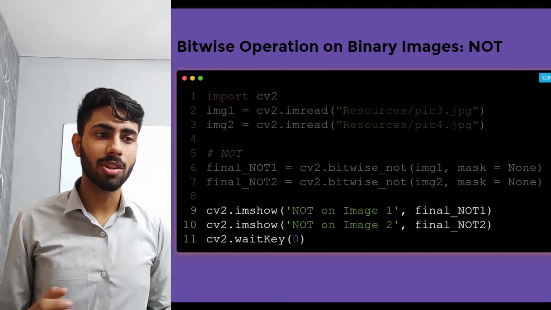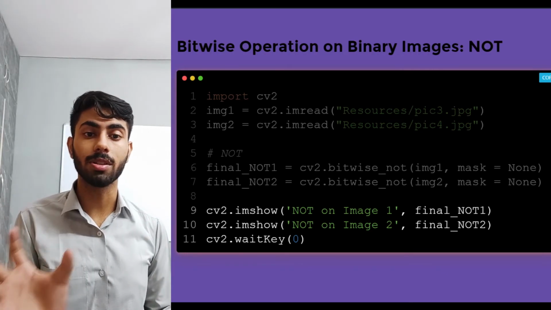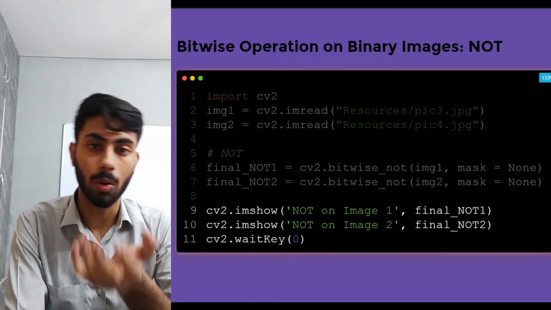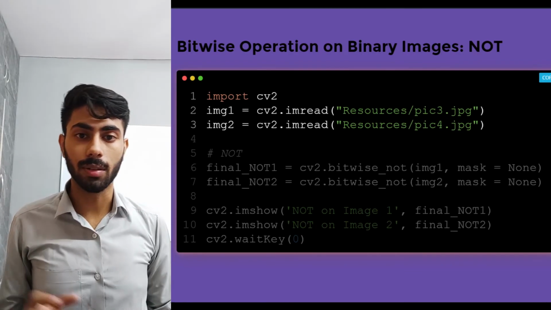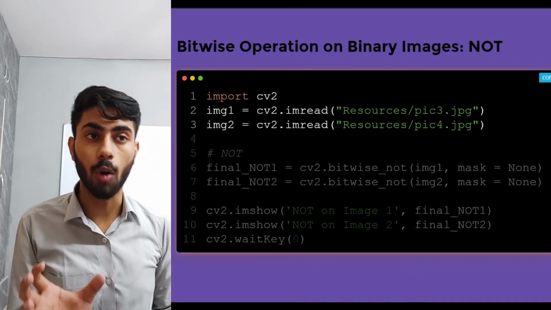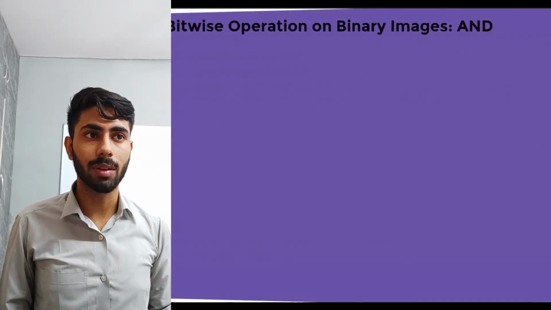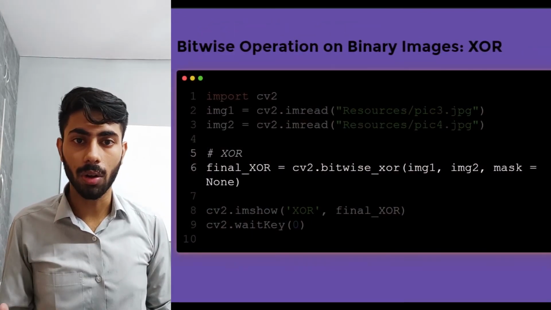After that, I will simply show my two outputs, that is NOT on image number 1 and NOT operation on image number 2, using the imshow method. This is how I perform the bitwise NOT operation on my images. So that was all for today, guys. In this video, we discussed the different kinds of bitwise operations that we can perform on our binary images. The different kinds of bitwise operations that we have discussed so far are AND, OR, XOR and NOT.